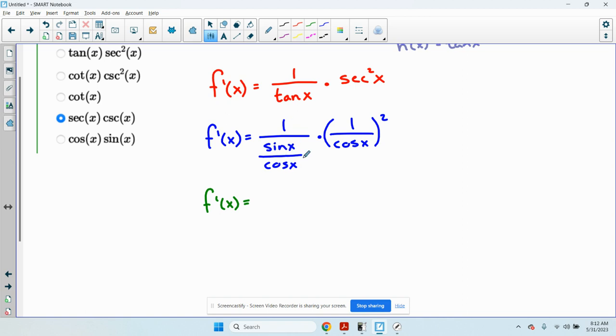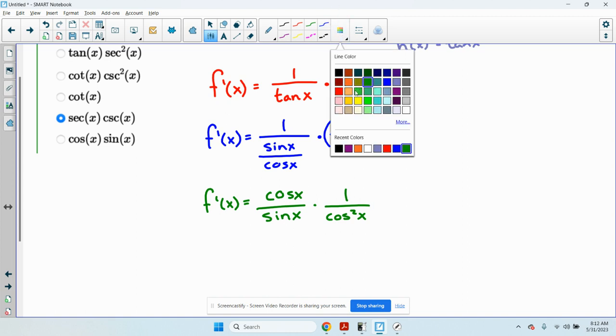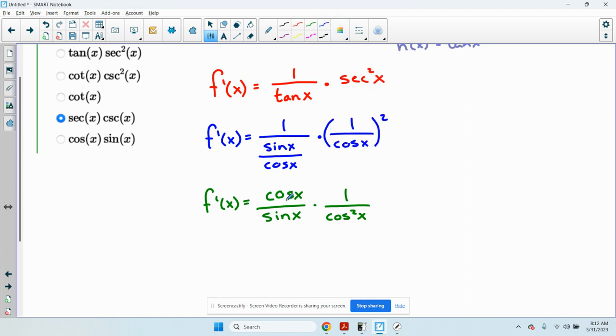Well, I can just flip this and bring it to the top. This is equal to cosine of x over sine x times 1 over cosine squared x. All right, we're getting there. I have a cosine on top. I have a cosine squared on bottom. So this cosine will cross out with one of these. So I'm left with 1 over sine x times cosine x.